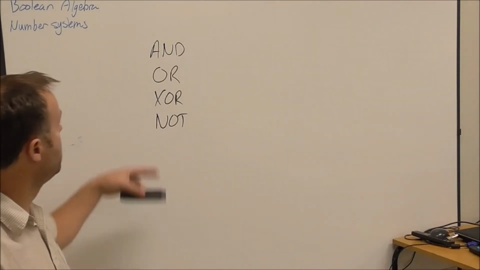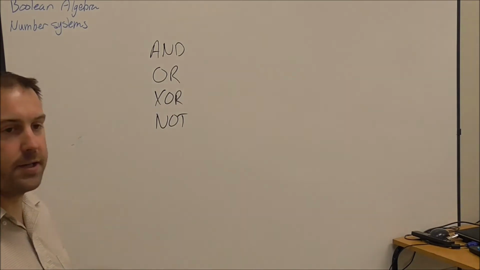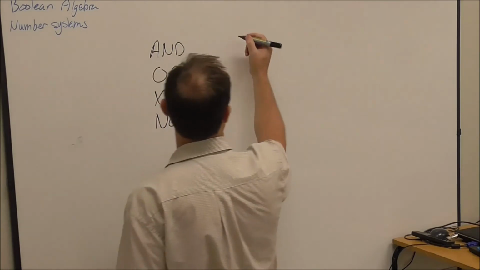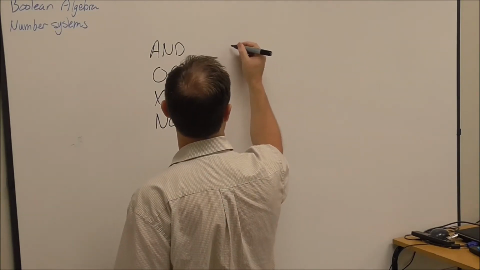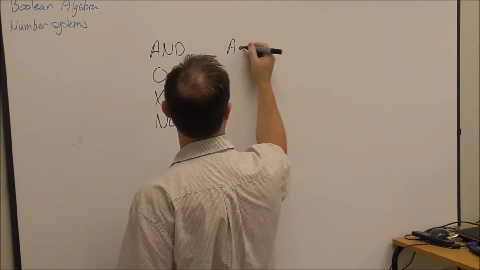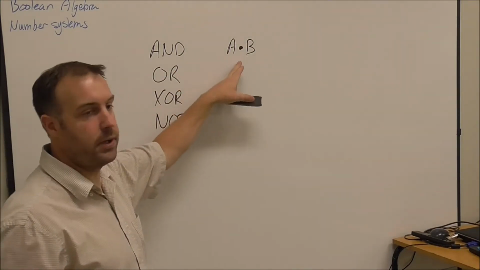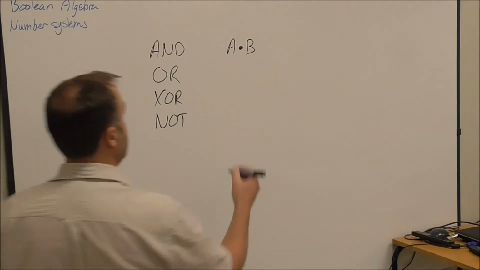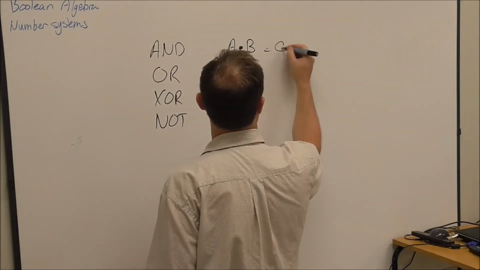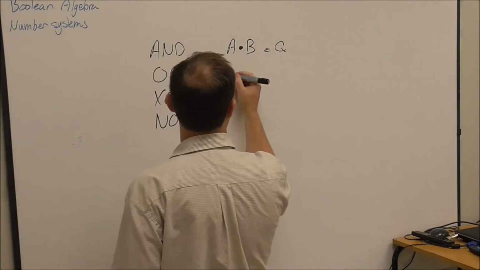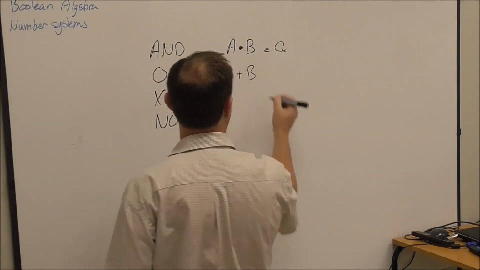Okay. Now each of these statements here has an associated Boolean symbol operator. Okay. So in the case of AND, we use a dot like that. So that means A and B. Okay? And so it equals something. So Q is, quite often we use Q as being an output. However, it doesn't have to be Q, it could be something else. OR is similar, but it's A plus B.